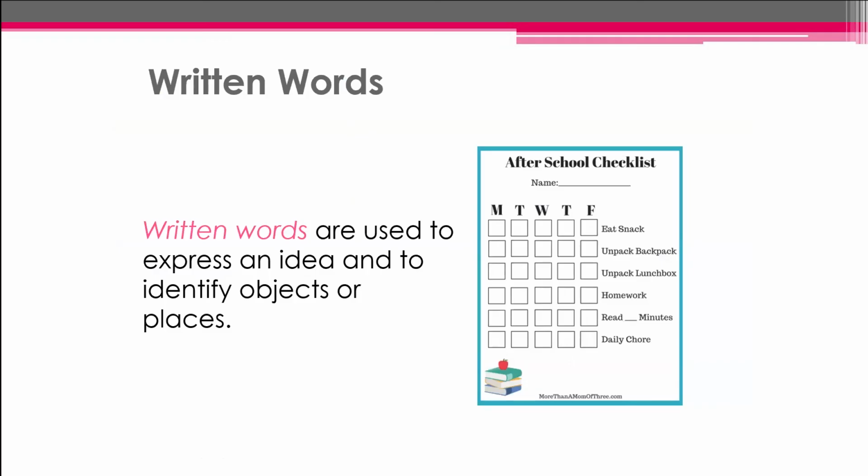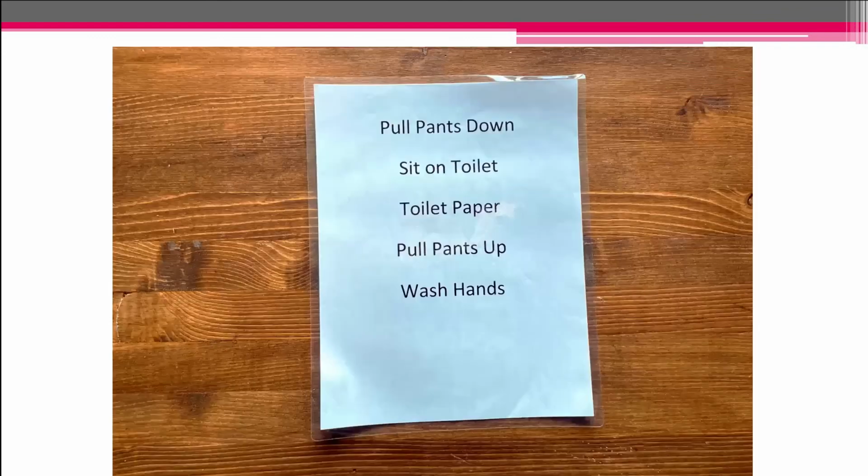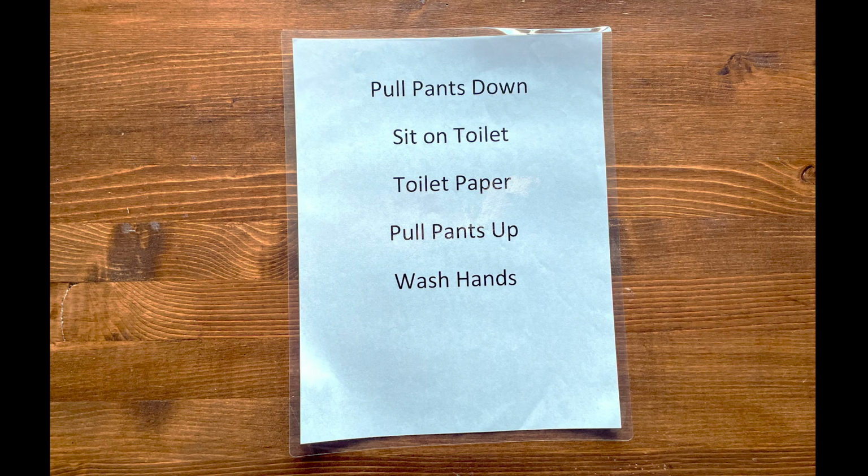Written words are used to express an idea and to identify objects or places. So our example shows a sequence of events, but instead of using pictures, it's the words. So the words for toileting: pull pants down, sit on toilet, toilet paper, pull pants up, wash hands. So for children with strong reading and language skills, and maybe some older children, such as school-age children, they may be able to follow a list without the need for pictures, but that's technically still a visual cue.